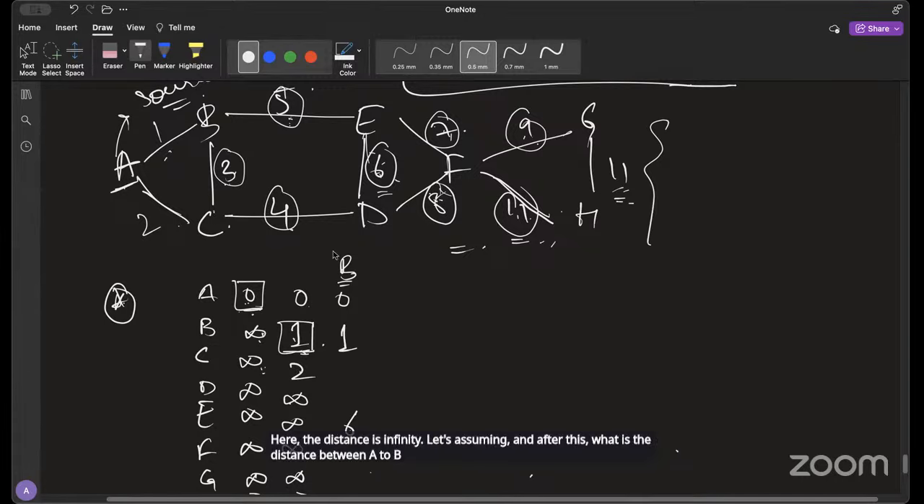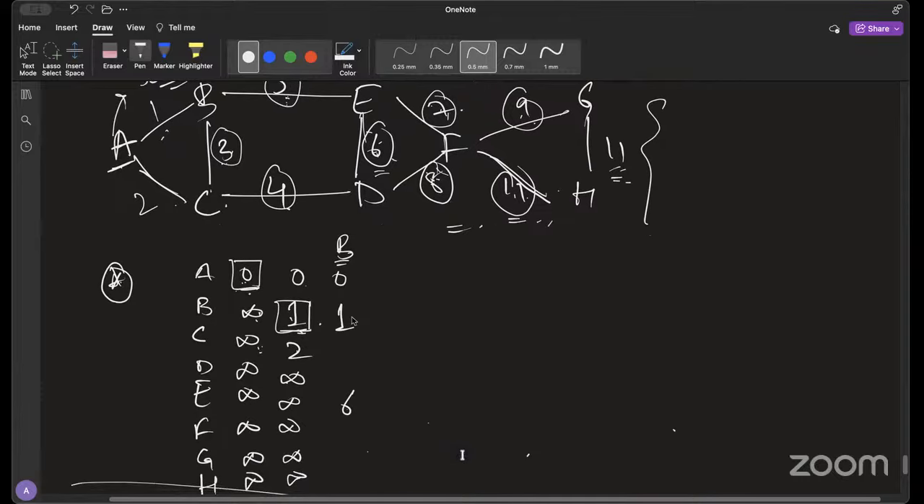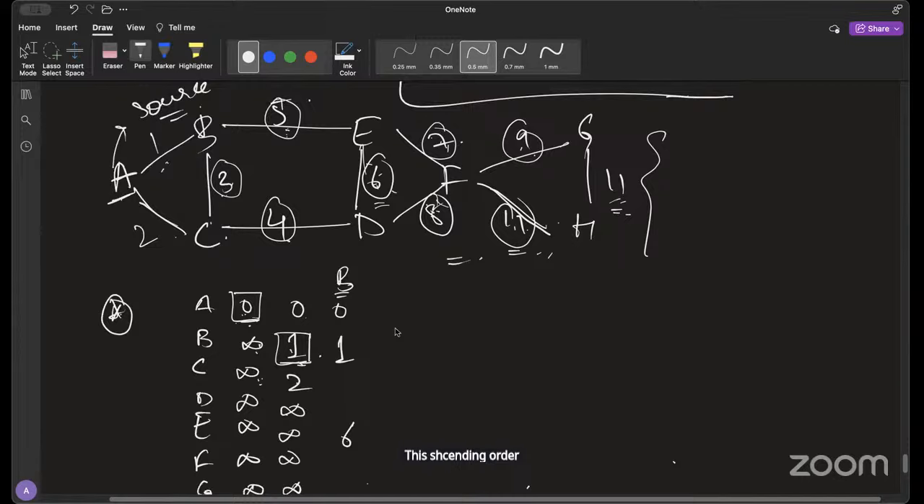Here the distance is infinity, let's assume, and after this, just writing in descending order, right, ma'am? I'm just assuming infinity here, and after this I'm going in descending order. You pick out of these two, you choose the one with the minimum weight. Because this has the minimum weight, you pick this. If this is connected to another vertex, then we write, otherwise not, right? I don't think I understand the question.